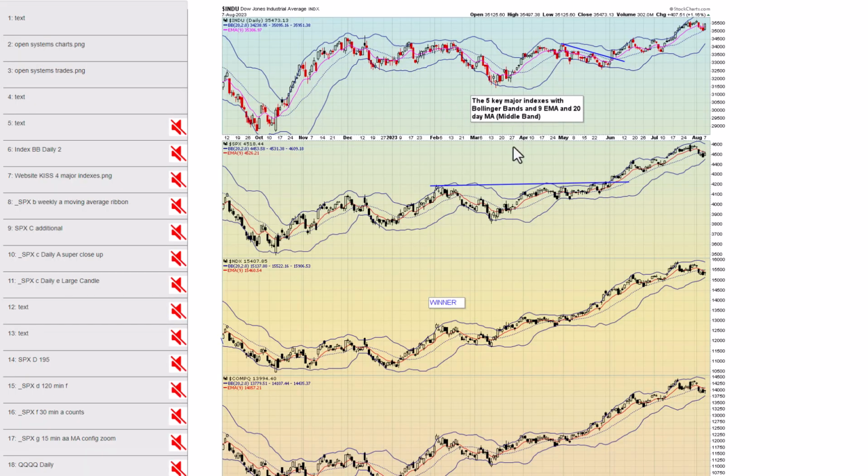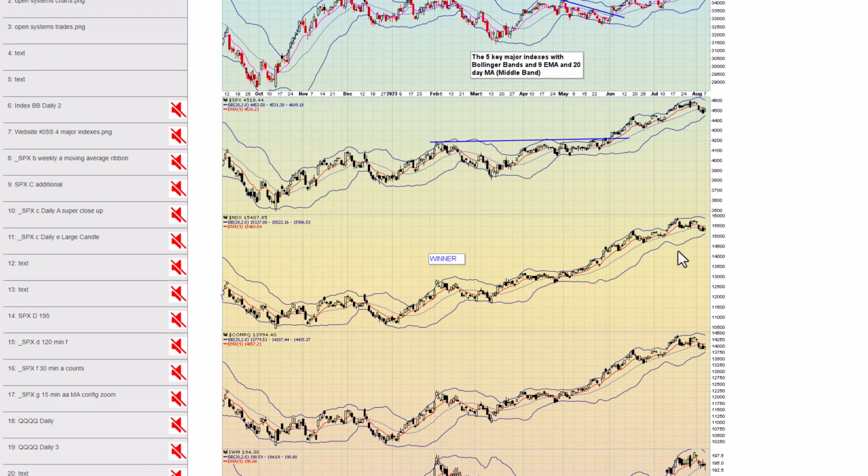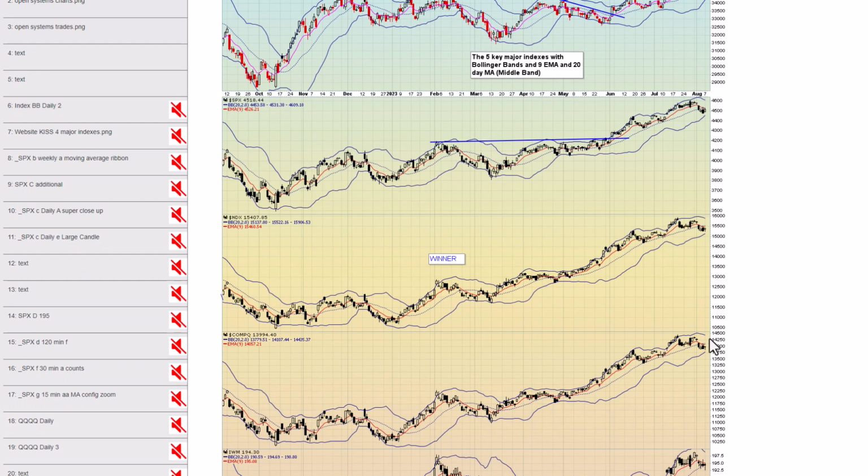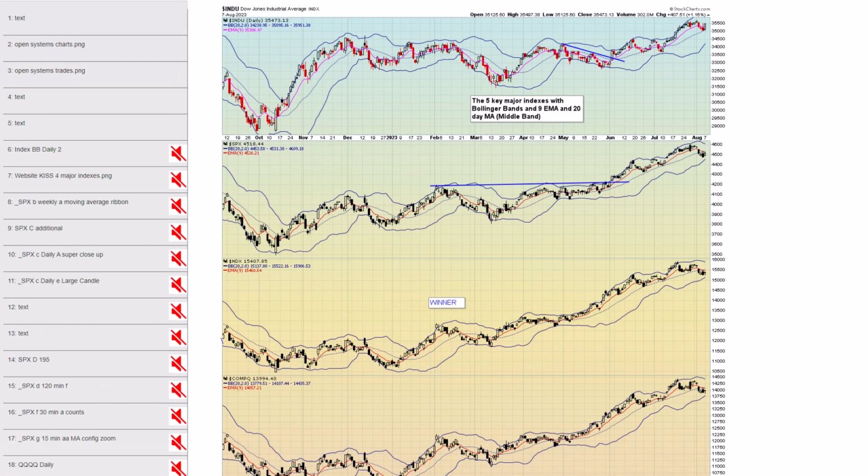So first chart below, item number 6, shows a daily snapshot of the 5 key major indexes. So again, standing out here, the Dow rallying right off that 20-day moving average, a solid day. You know, the S&P's been below its 20-day moving average here. That's a negative unless it can regain it. All right. Same for all these other indexes. Next.